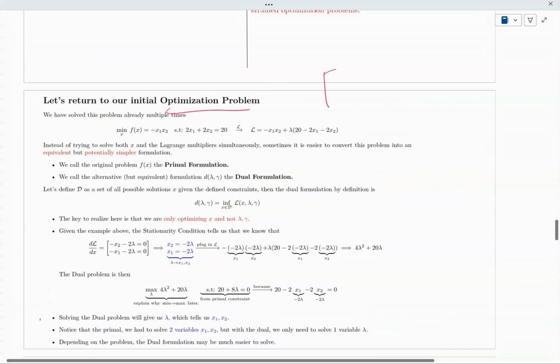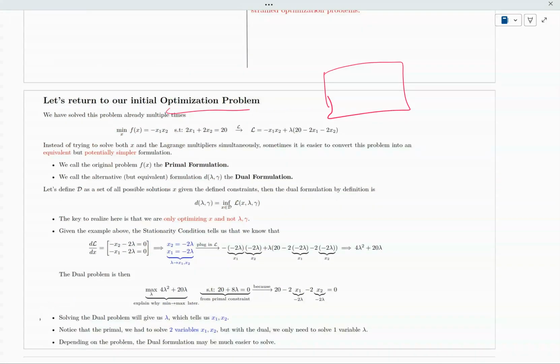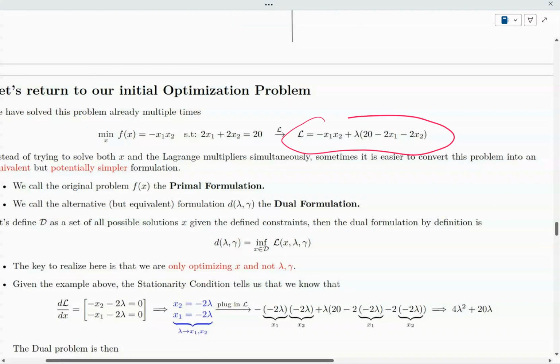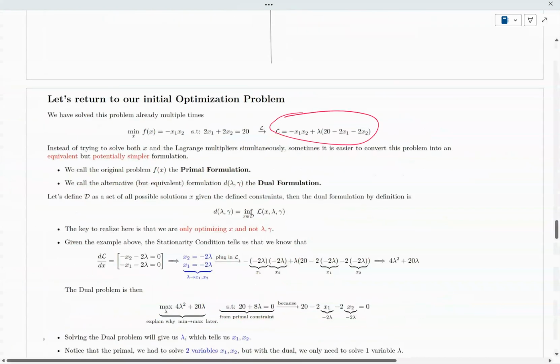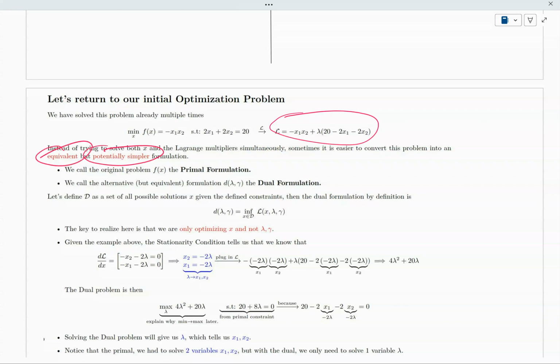So let's return to our initial optimization problem we've done many times. This is the one where we're trying to find a rectangle that maximizes the area while constraining to a 20-mile perimeter, maximizing the internal area. After we turn it into a Lagrangian, it looks like this. And we basically learned how to solve this problem using the KKT condition. But instead of solving this using the KKT condition, there's a second way you can do this. The second way is potentially simpler and it's equivalent. We call this the dual formulation.